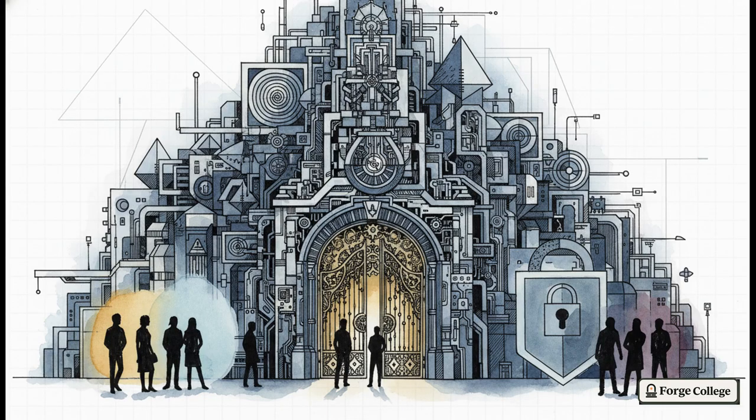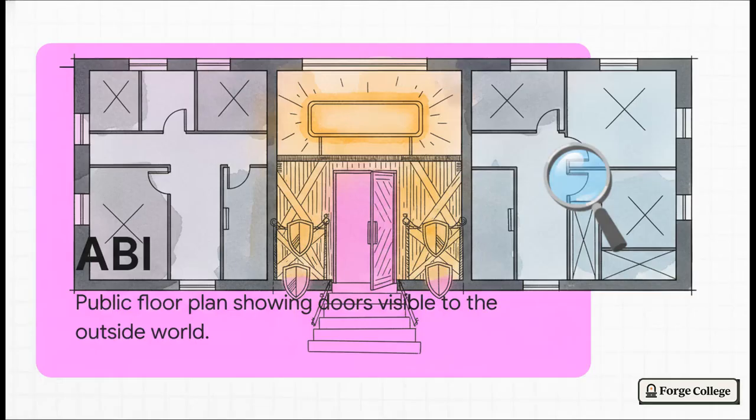But hey, before we hang a single door, we really need to talk about the ABI, the Application Binary Interface. I want you to think of the ABI as the public floor plan of your smart contract. It literally shows anyone looking at your contract exactly which doors are visible and accessible from the outside world. If you expose a function here, you are basically putting up a giant neon sign inviting external interactions. And as any good architect knows, external interactions, well, they require some serious validation and security.